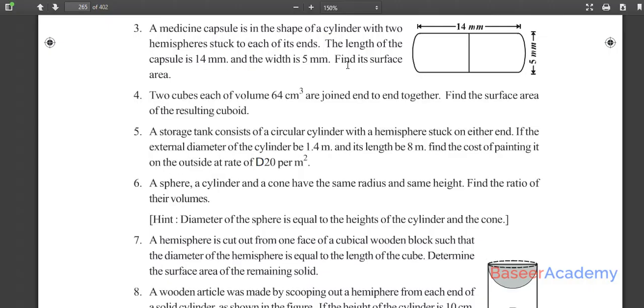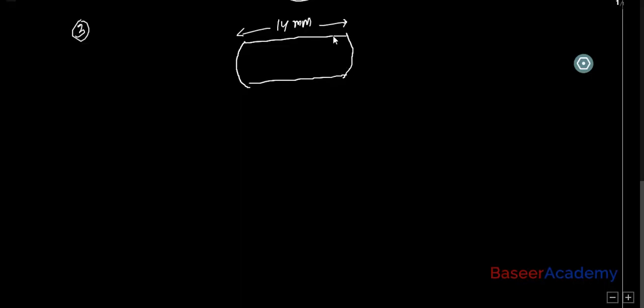The width is 5 millimeter. This width is 5 millimeter, which is nothing but the diameter, right? So the diameter of the cylinder or the sphere is given as 5. The radius will obviously be 5 by 2, which is 2.5, right?